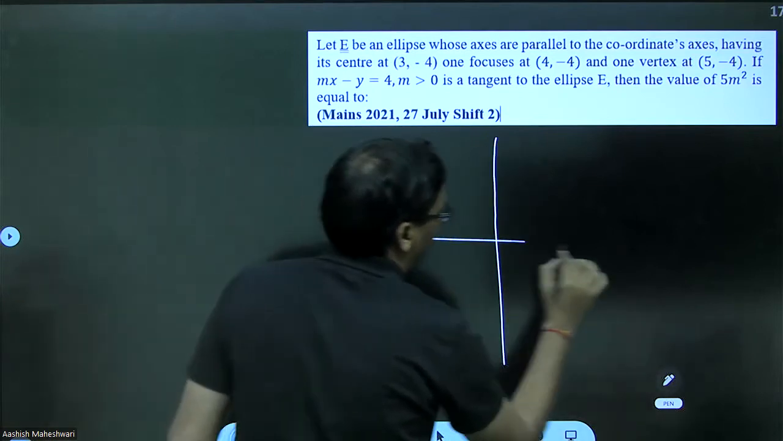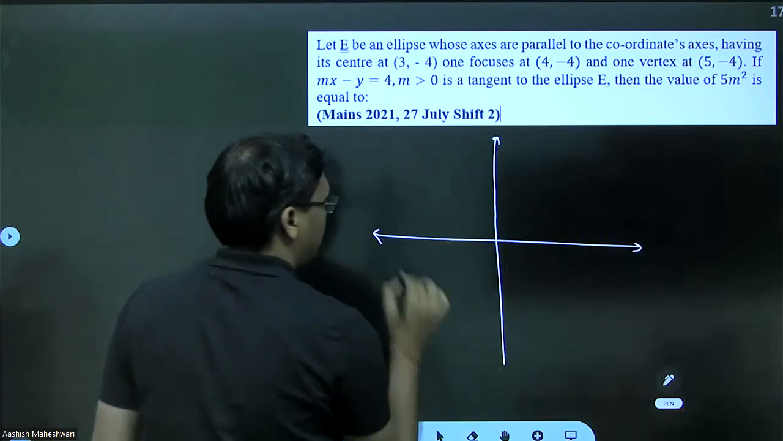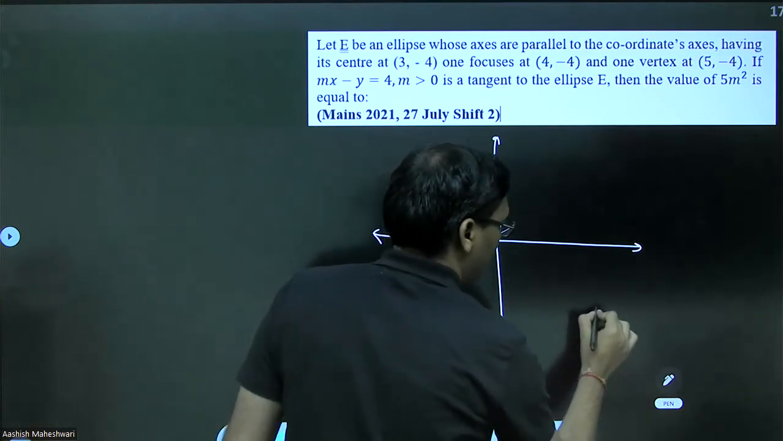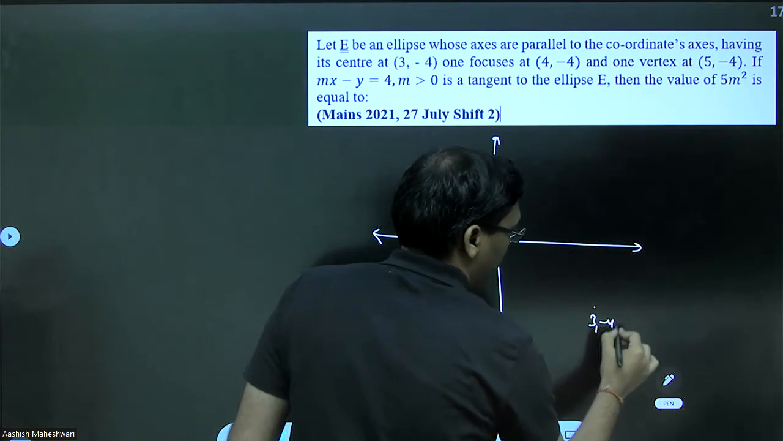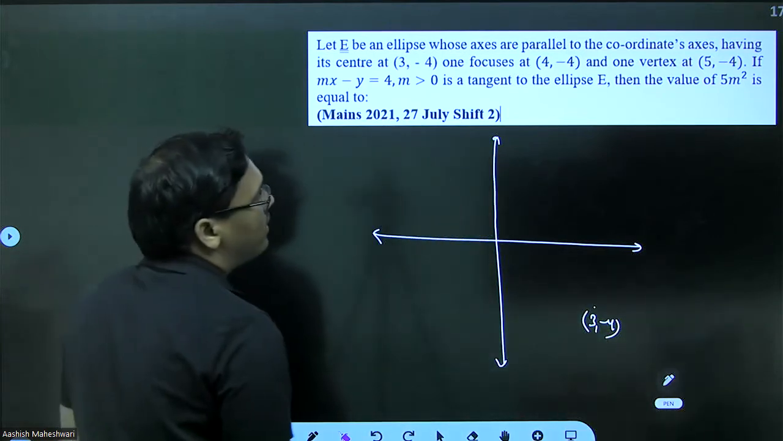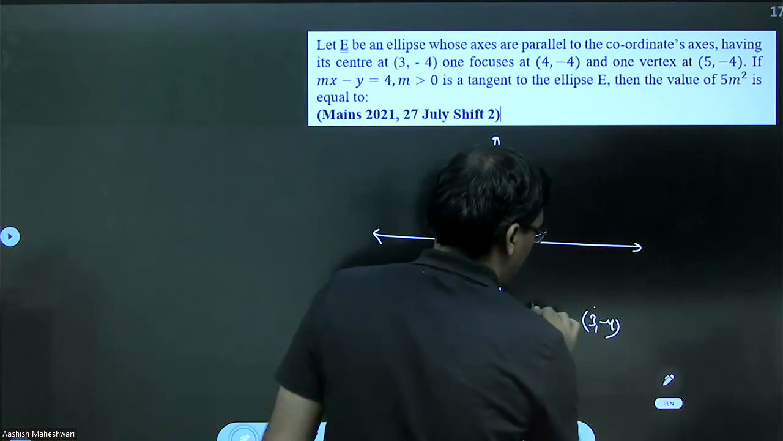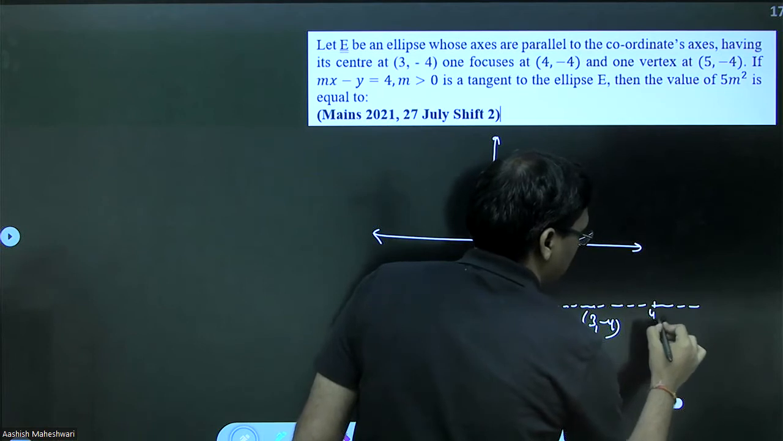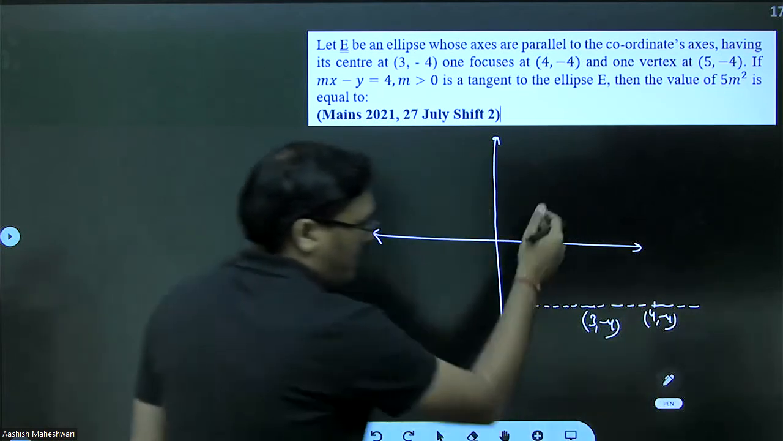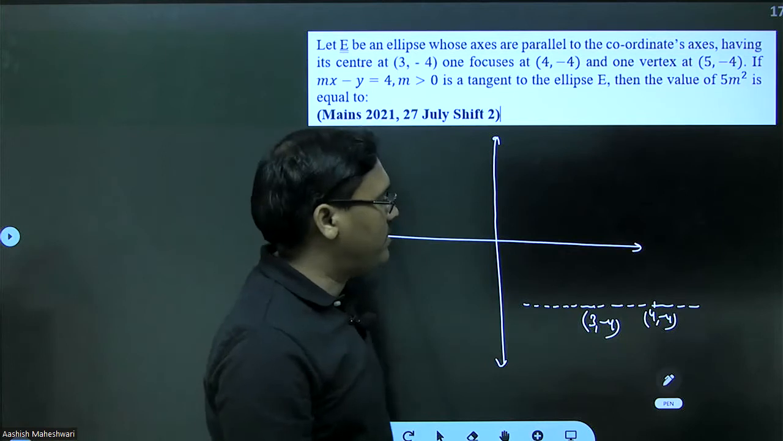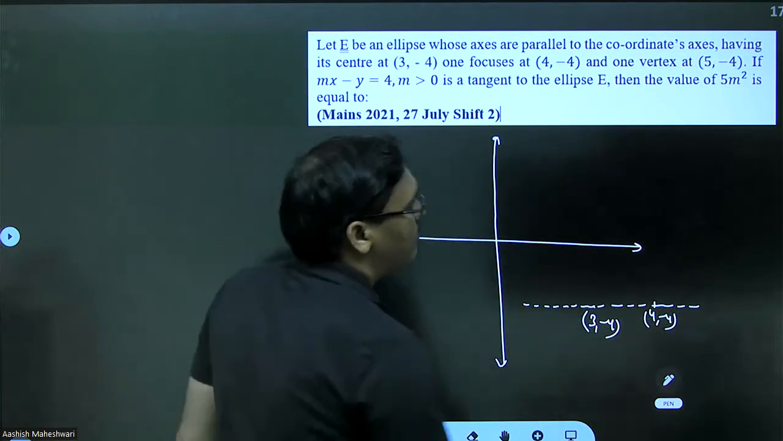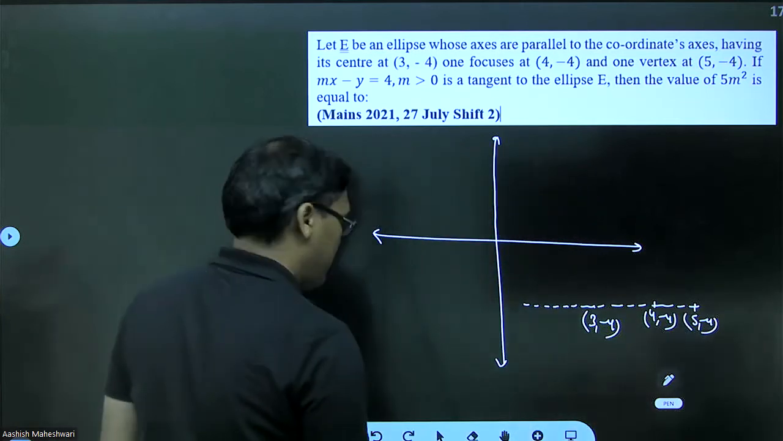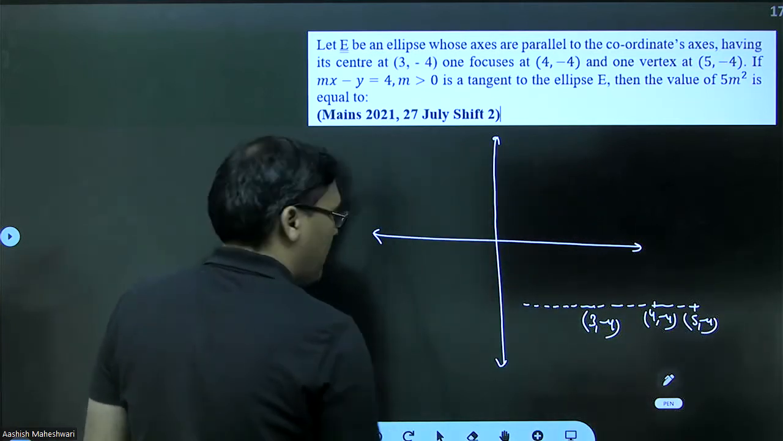Let's say this is our coordinate axis. Center is (3, -4). This is the point (3, -4), fourth quadrant. One focus is (4, -4). So you can see, focus, this is (4, -4). This is a line parallel to the x-axis, right? Because the y coordinate is the same, right? One vertex is (5, -4). This is one vertex which is (5, -4). So you can see here, this will be an ellipse.